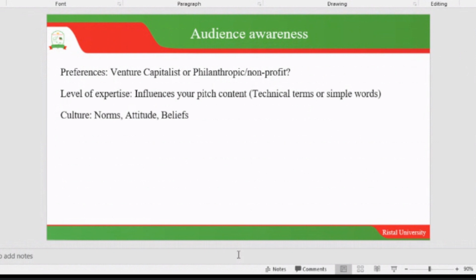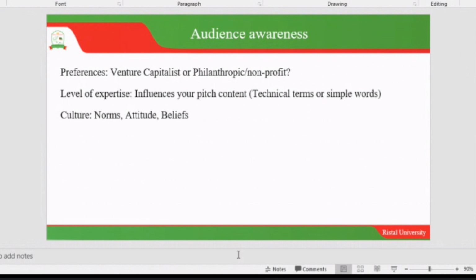And then if it is a philanthropic or non-profit organization, these people focus on the social impact. How is your venture going to create equality? How is it going to reduce poverty? How is it reducing discrimination? Aspects to do with social impact.